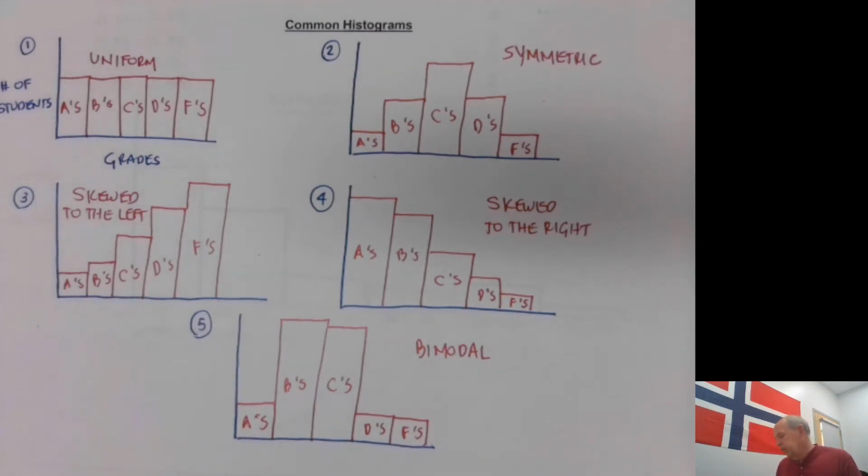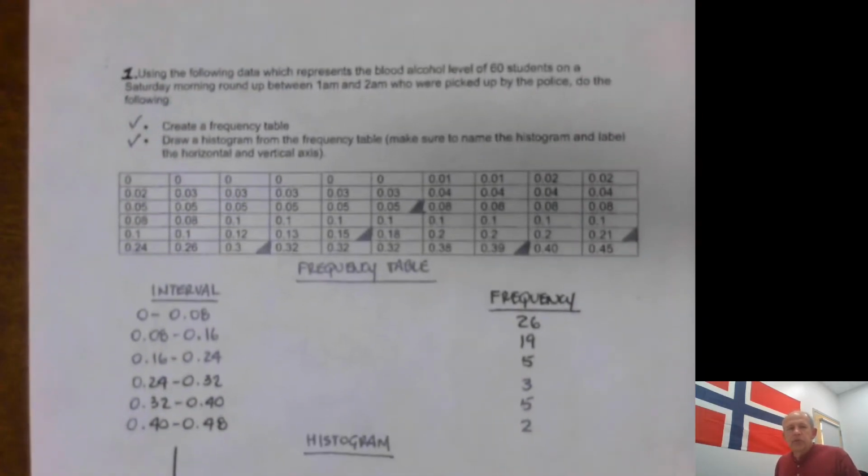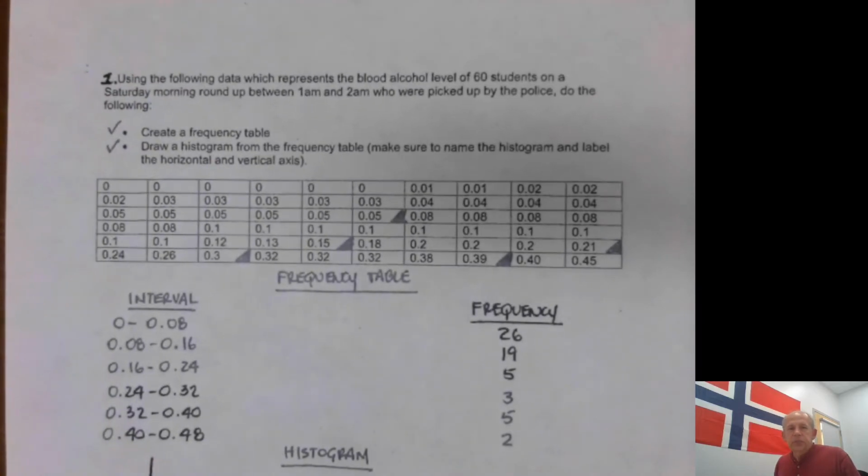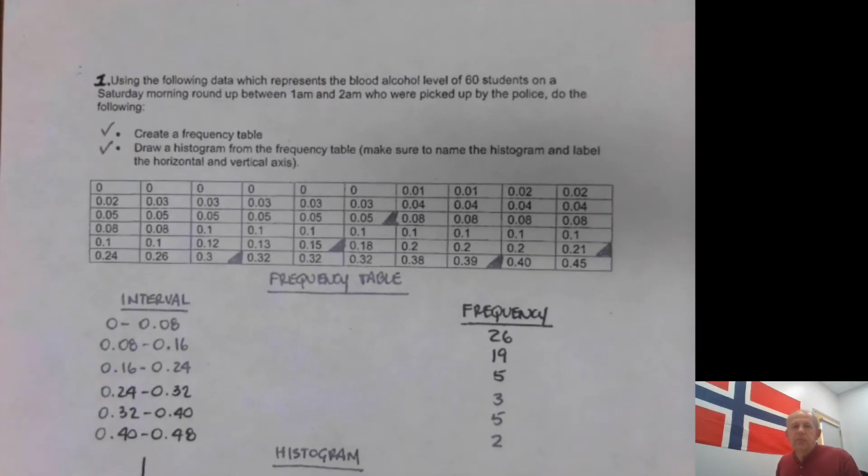histograms from frequency tables. I want to show you sort of from start to finish how a frequency table works based upon this example. So what we have here are the blood alcohol content levels of 60 students that were rounded up by the police between 1 a.m. and 2 a.m. on a Saturday morning.